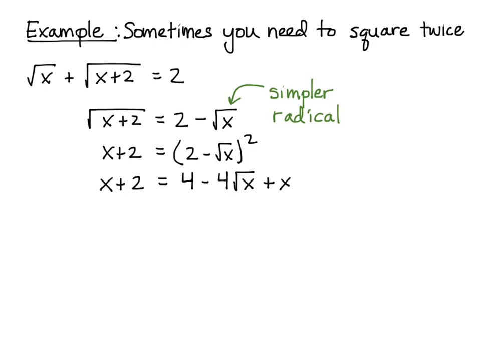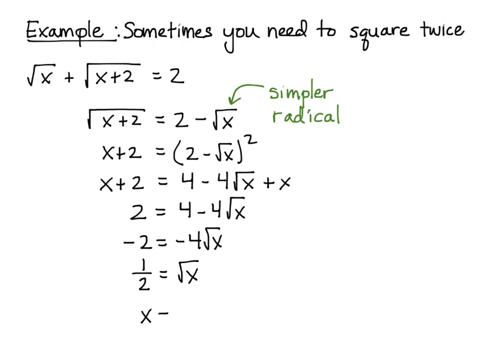So the solution here is to isolate the square root. All right, the first thing we'll notice is that we have x on both sides that we can just subtract. And now we can subtract 4 from both sides. And now we divide by -4, and we get 1/2. So when we square that, we have x equals 1/4.